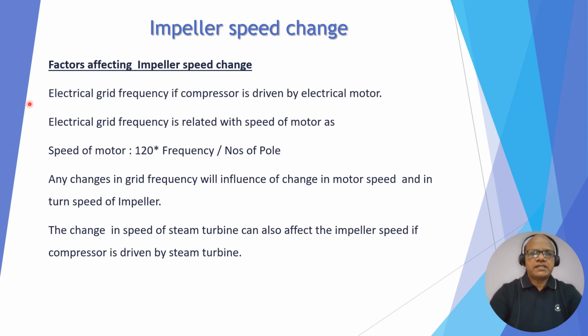And what are the factors that change the speed? One is electrical grid frequency, if compressor is driven by electrical motor. Electrical grid frequency is related with the speed of motor, which is expressed as speed of motor is equal to 120 times F, that is frequency, divided by number of poles. So any change in the grid frequency will certainly influence the change of motor speed, and since motor is connected to compressor, speed of compressor will also change.